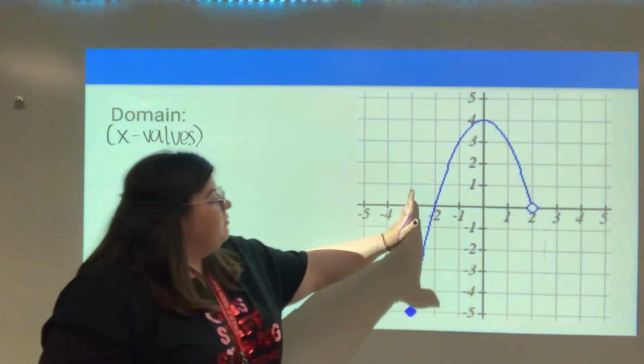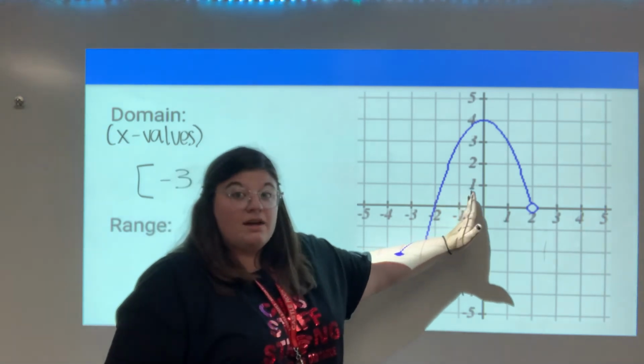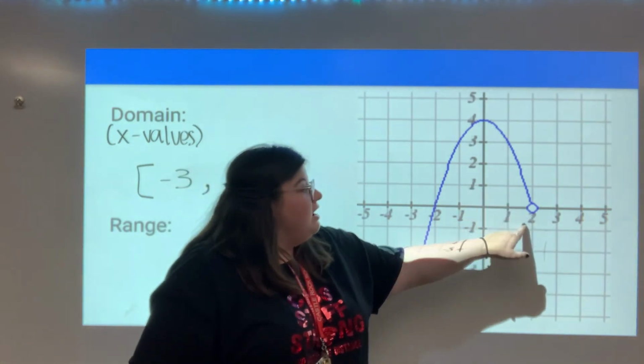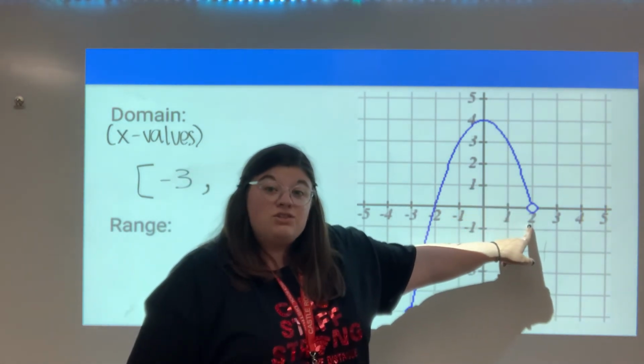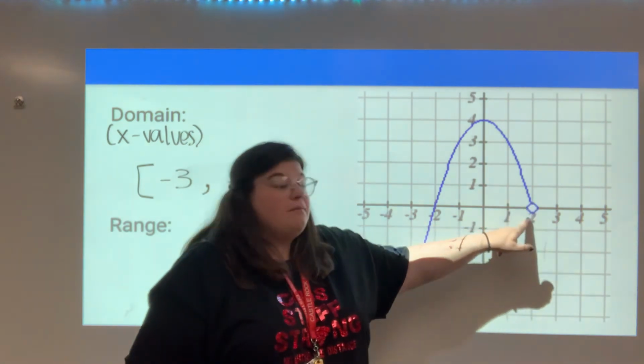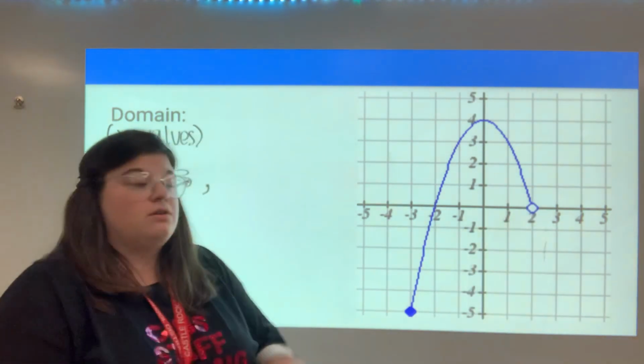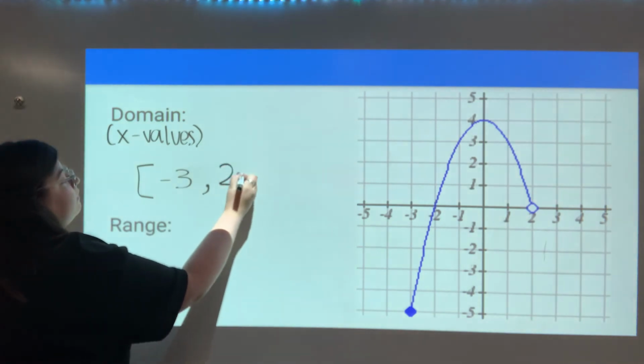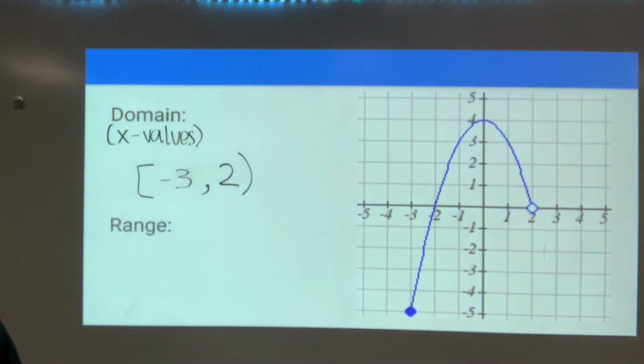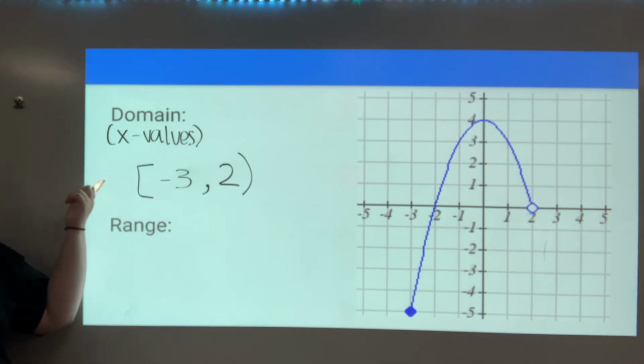And then I see my function is defined. As I'm moving on my x-axis, it's still defined. I hit that other endpoint at 2, all right? But I'm not including 2 since it's an open circle. So a soft bracket on the 2. So these are ways that we can define our domain.